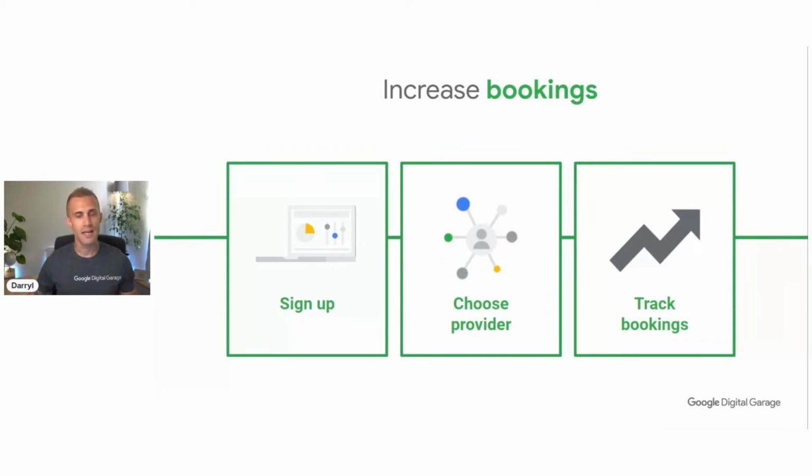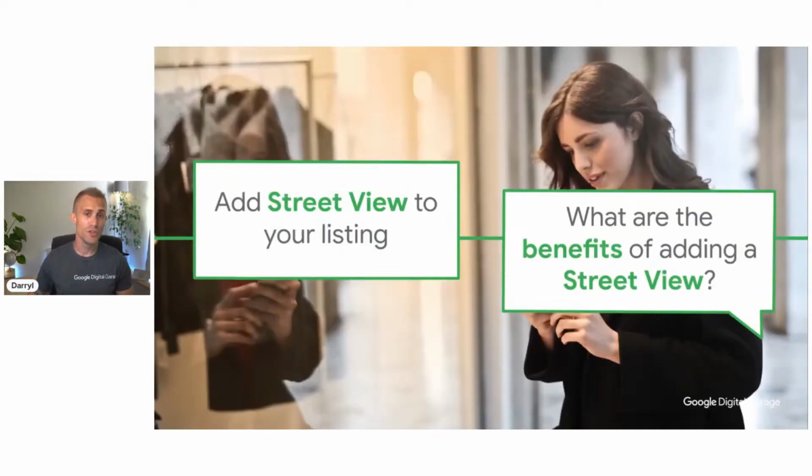Just like those insights, if you can start to track your bookings or the appointments that you have, again, you'll then be able to start allocating more resources to when those bookings occur so the customers have a better experience through that process. Next one would be to add a street view to those listings.